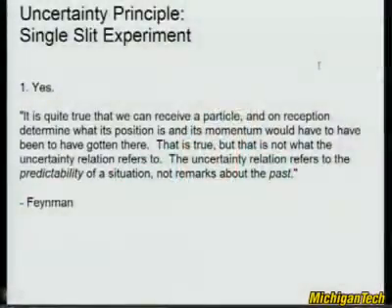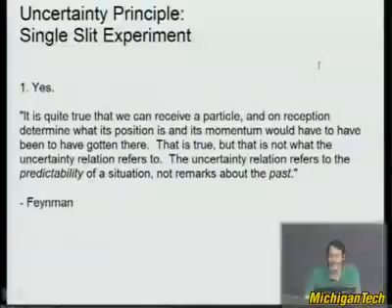So without further ado, the answer is yes. You can reconstruct the position and the momentum of where that photon was. Let's quote Feynman: "It is quite true that we can receive a particle and on reception determine what its position is, and what its momentum would have had to have been to have gotten there. That is true. But that is not what the uncertainty principle refers to.